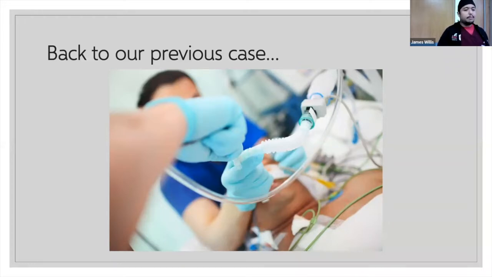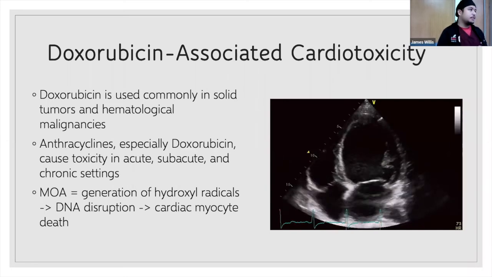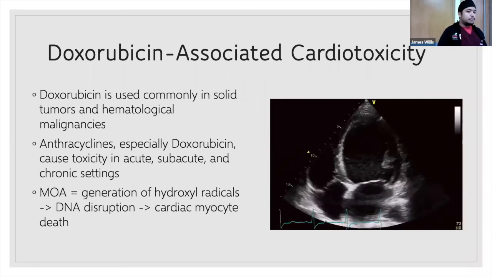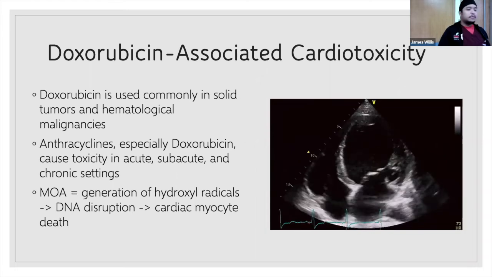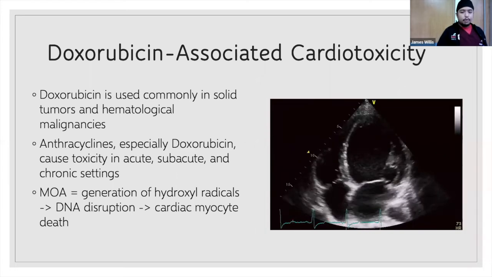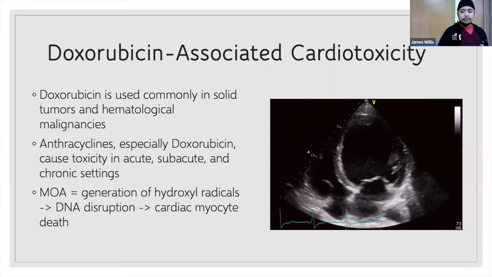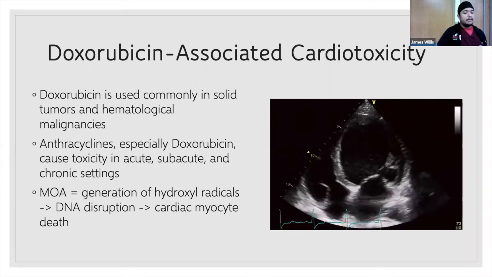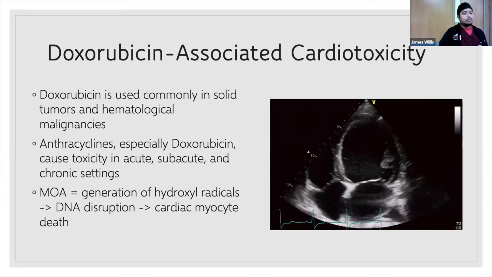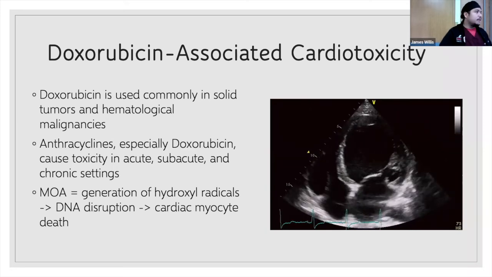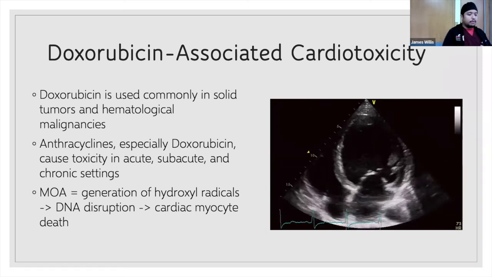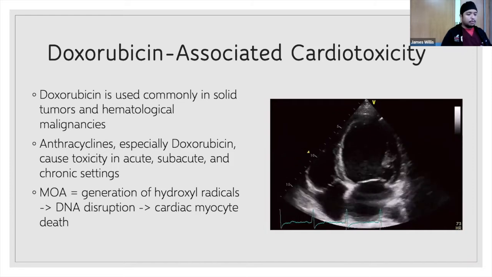The reason we bring this up is because of doxorubicin-associated cardiotoxicity. Doxorubicin is used in a lot of solid tumors, but can also be used in hematological malignancies. So it can be used in lymphomas, breast cancers, ovary cancers, GI cancers, right? And anthracyclines, specifically doxorubicin, are known to cause toxicity in different time periods. You can have doxorubicin cardiotoxicity in acute, subacute, or chronic settings.